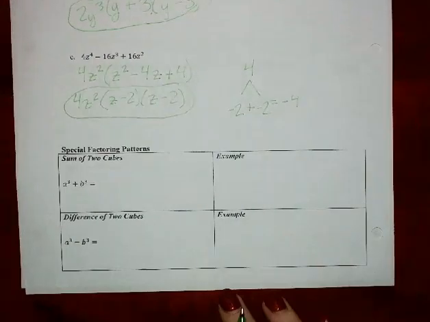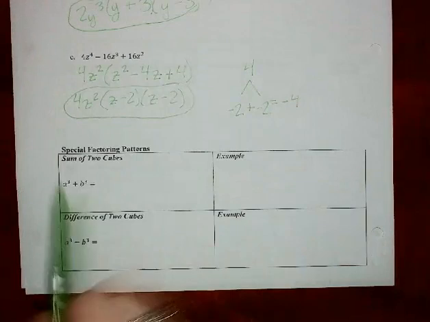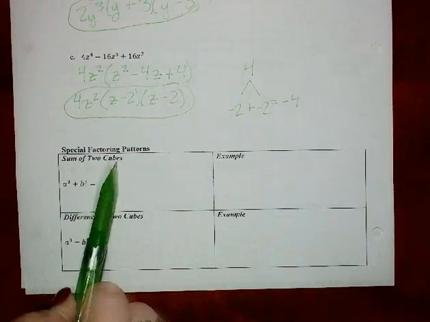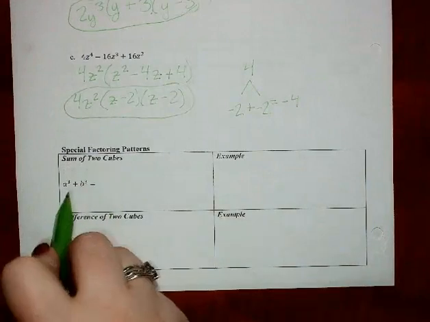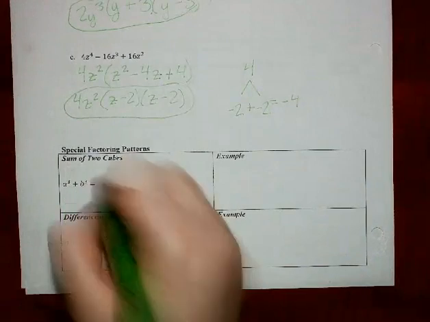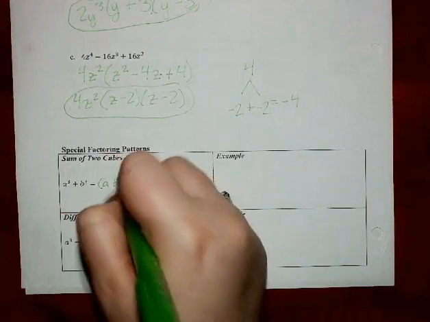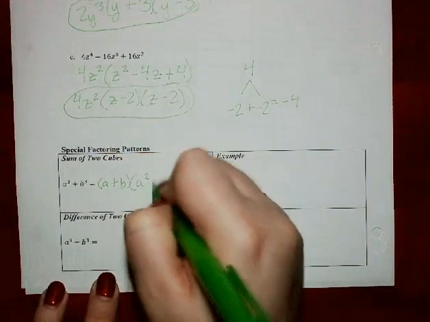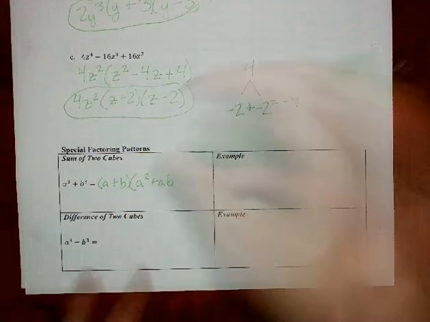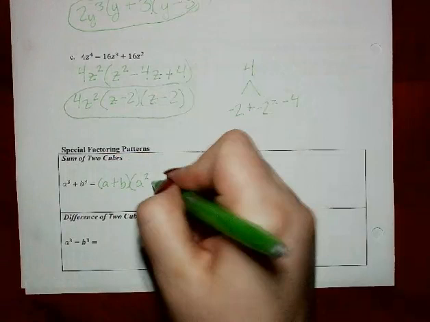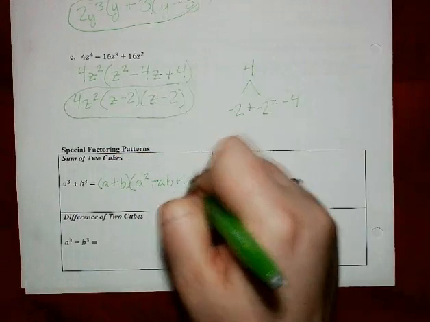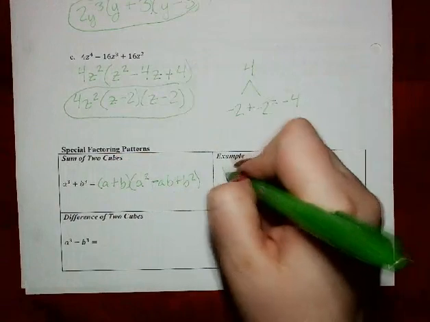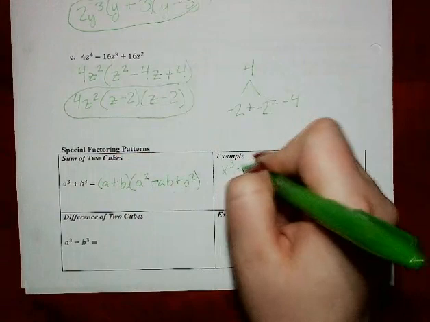Okay, so the last part here is our special factoring patterns. So the sum of two cubes, our formula is a to the third plus b to the third equals a plus b in parentheses times a squared minus ab plus b squared. Okay, so let's look at an example. Let's say I have x to the third plus 8.